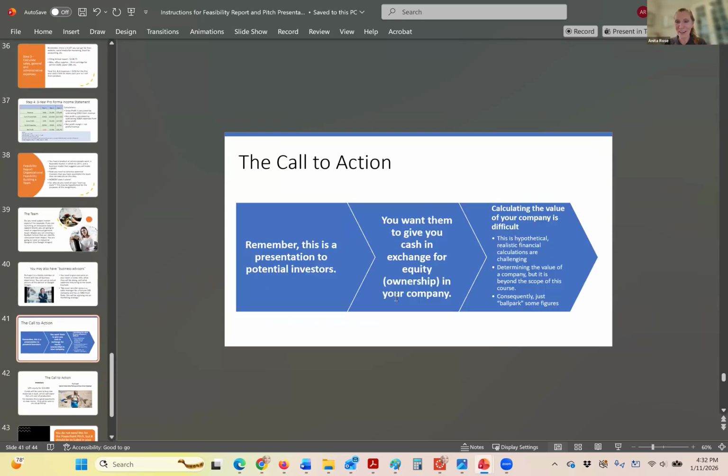Then you have your call to action. You want to think about how much money you will want to request and what it would be for and how it would benefit. Will there be a benefit to the investor?